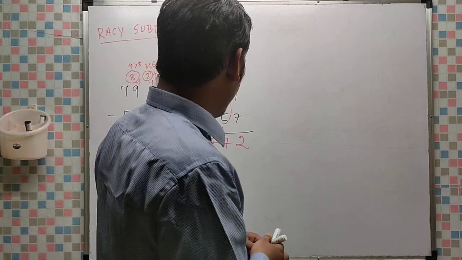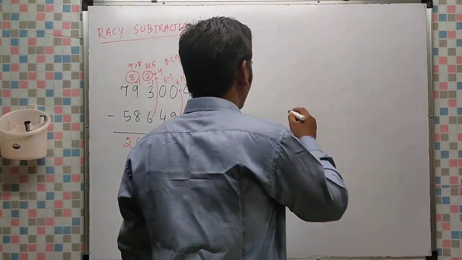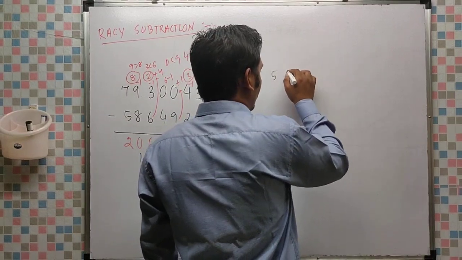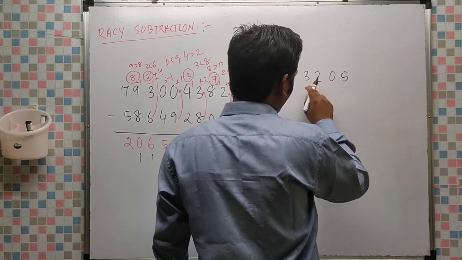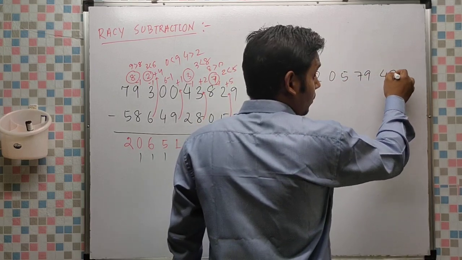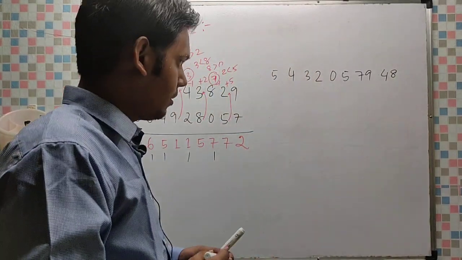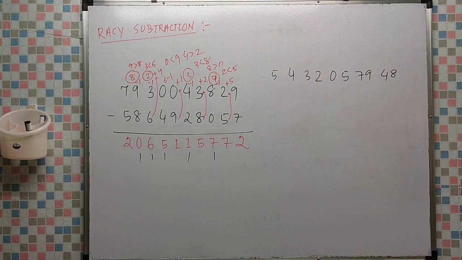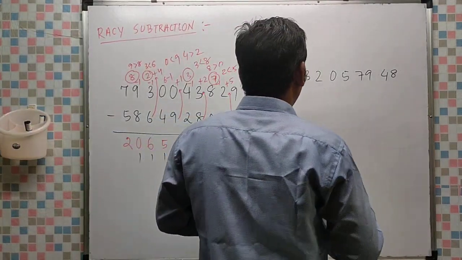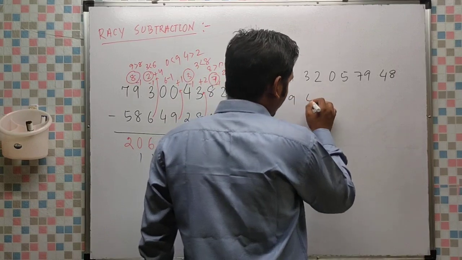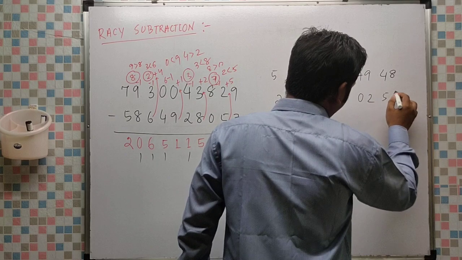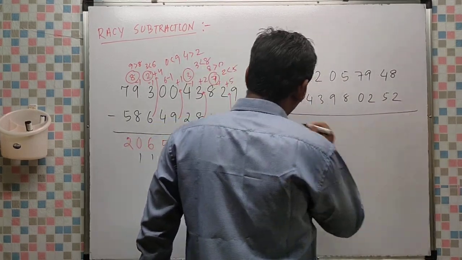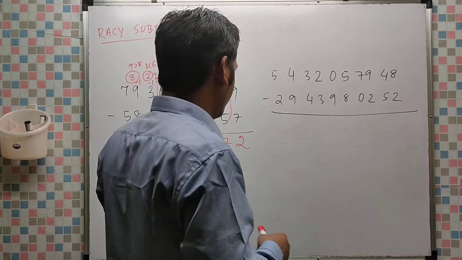And one more number we will do. 5 4 3 2 0 5 7 9 4 8. Sorry for the disturbance. So see here, 2 9 4 3 9 8 0 2 5 2. Now we have to solve this number.